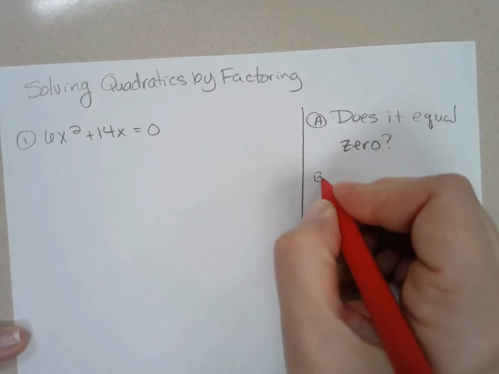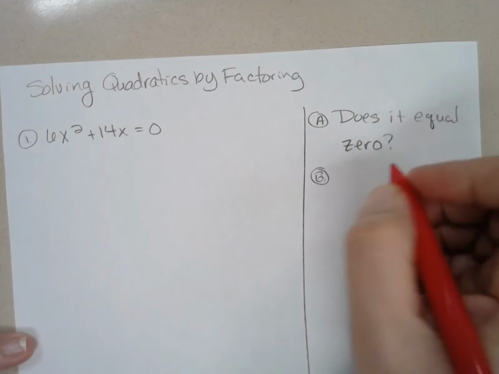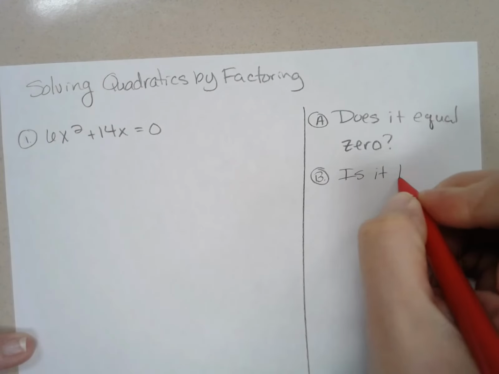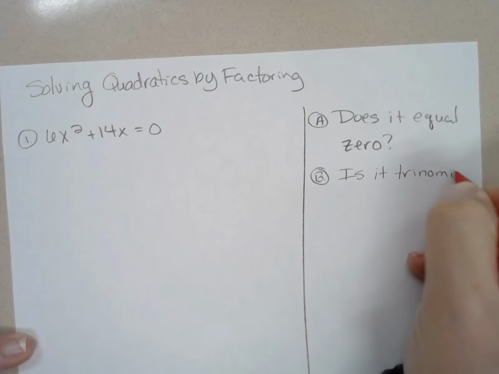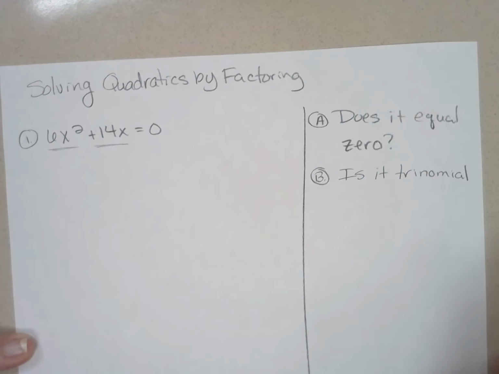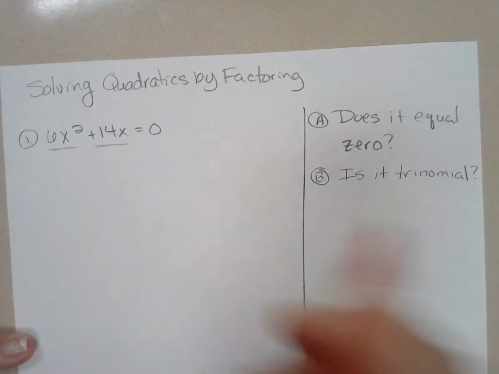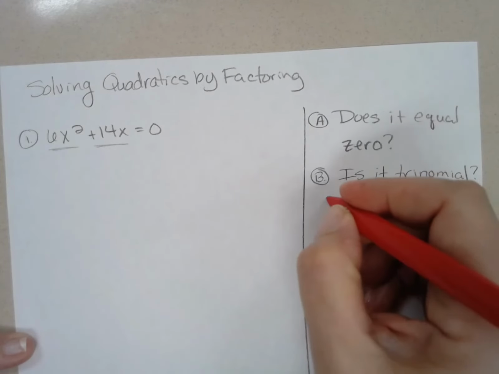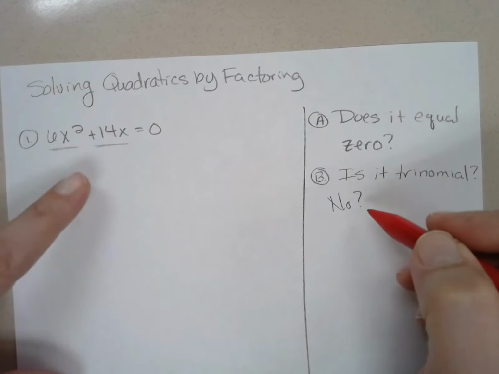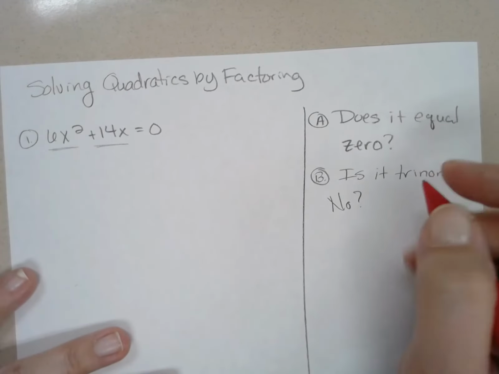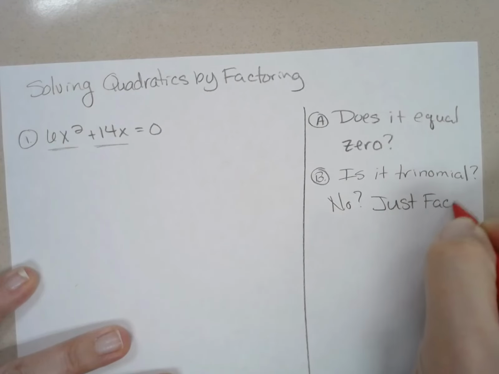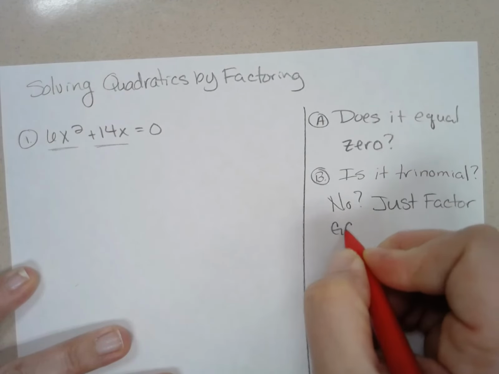And then you have to decide what kind of factoring you're going to do. The first thing you need to do is look at it and ask, is this a trinomial? Remember, a trinomial means it has 3 terms. This is a term and this is a term. This one only has 2, so no, this is not a trinomial. If you have a binomial like this one, then you just factor the GCF, the greatest common factor.